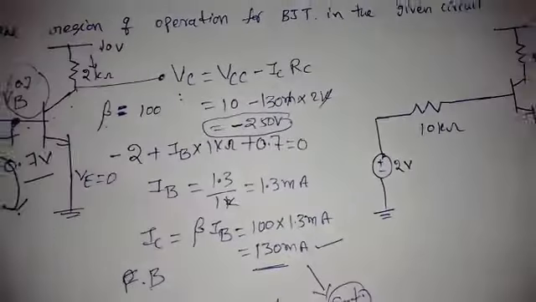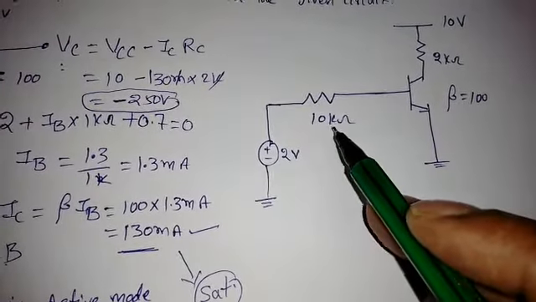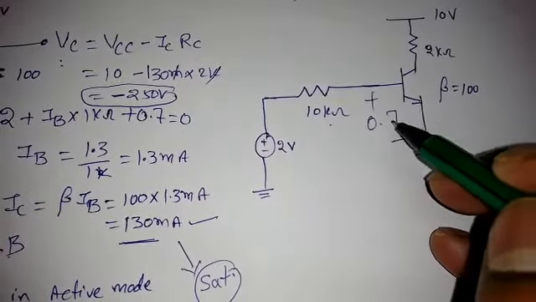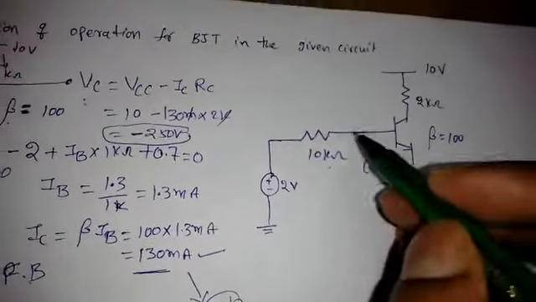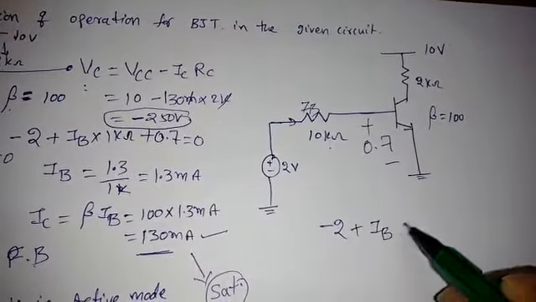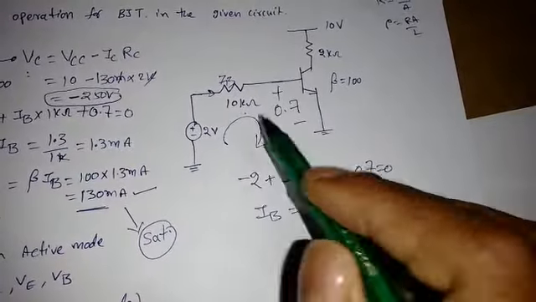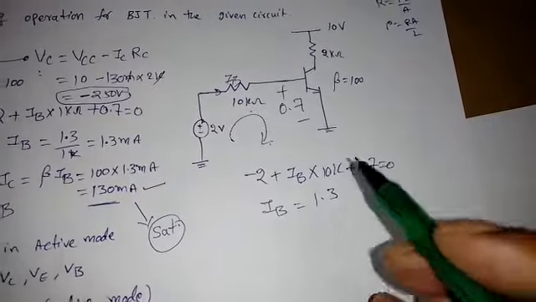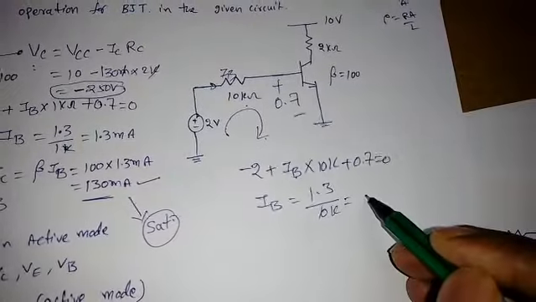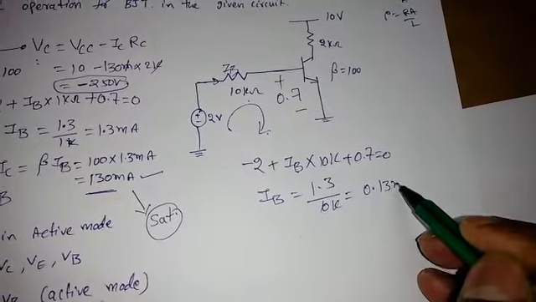Similarly, for the next transistor, we have the same circuit. I have changed the 10 kilo ohm resistor. So again assume that it is in the active region, so 0.7. Again this is IB. So minus 2 plus IB into 10 kilo plus 0.7 is equal to 0. So what will IB become? 1.3 by 10 kilo, so this will become 0.13 milliampere.